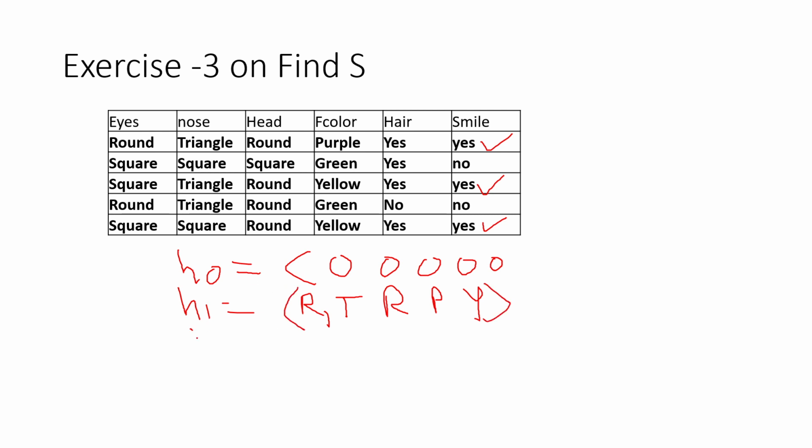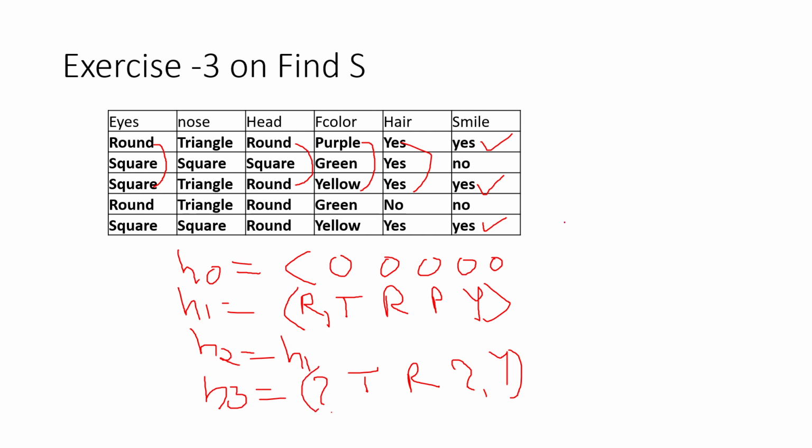In the second example, the second case, which is negative, so no change in hypothesis. The third example is positive. H3 equal to C. Is any attribute changing or not? Round to square, so replace it by a question mark. Triangle remains the same. Round is also the same. Purple is changed from yellow, so question mark. S is the same. This is the hypothesis after the third example.